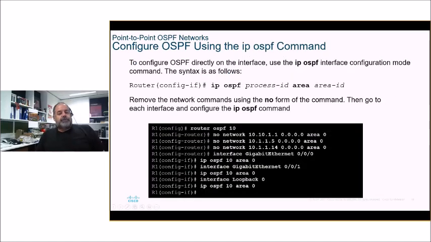Now, there is a third option of being able to do this, and you don't actually need to use network commands. It's more consistent with how IPv6 does it. You actually go to the interface and go ip ospf 10, which of course is router ospf 10, so you're matching the process ID, and then area 0 in each individual interface. The end result of this is exactly the same as this here.